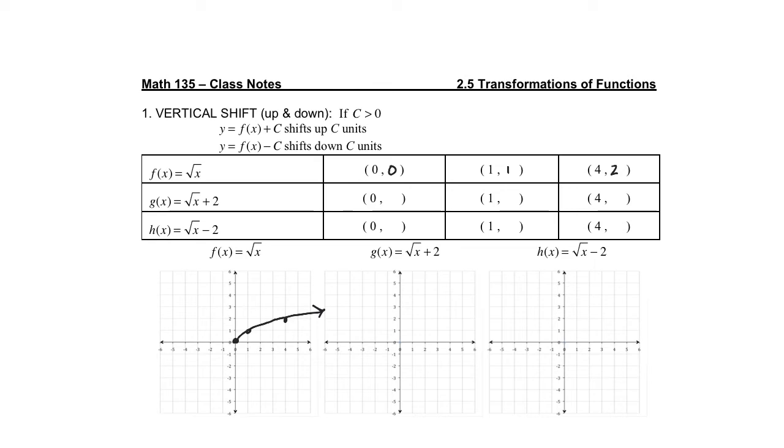Now, if what we do is after we deal with our input, we add 2 at the end, what we're doing is we're impacting the output. It's going to slide the graph up. So let me show you what happens. I square root my 0, and then at the end I add 2. I square root my 1, at the end I add 2. Square root my 4, at the end I add 2. So what happens is all these points just slide up.